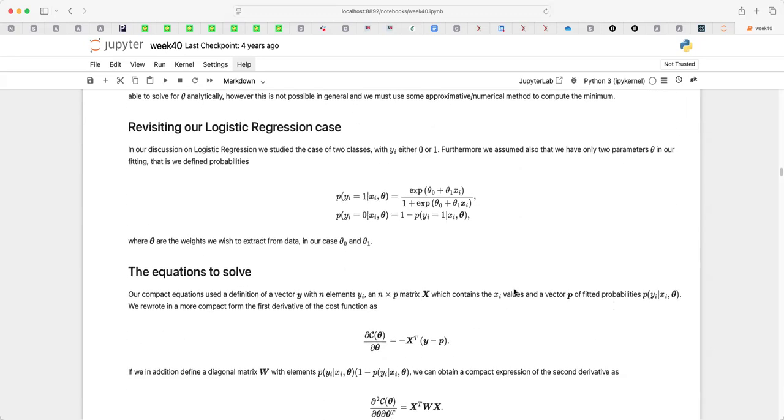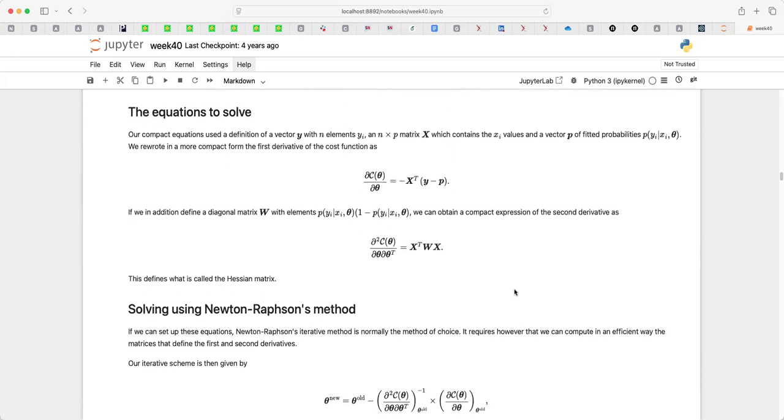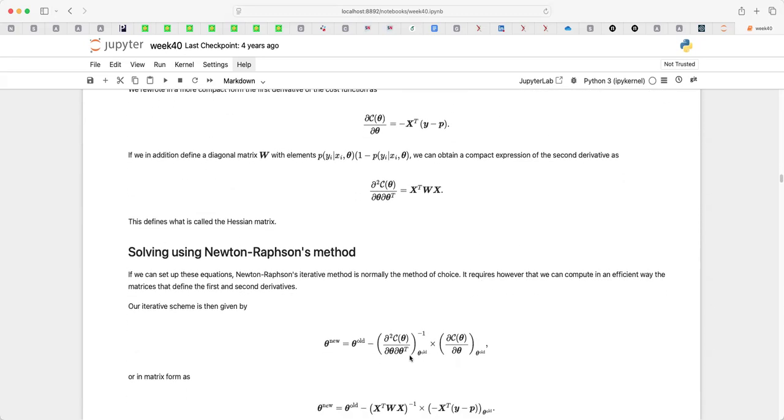So the optimization part we're going to look at now is actually to solve these equations, where we obviously have replaced the second derivative with a learning rate, okay?